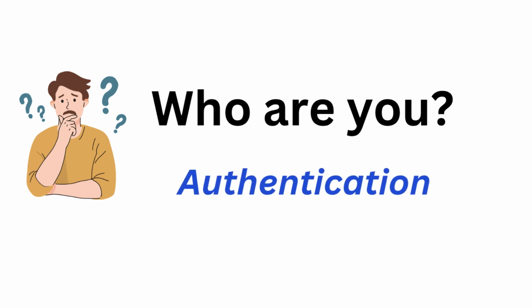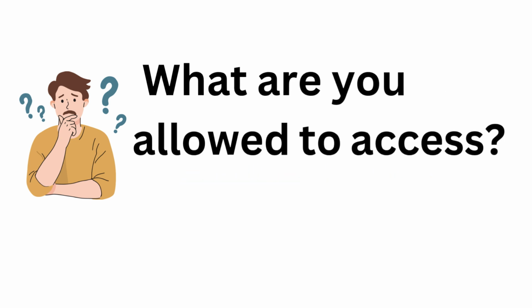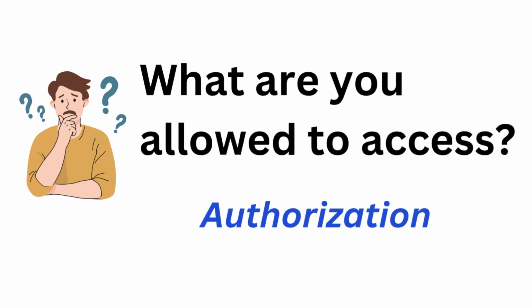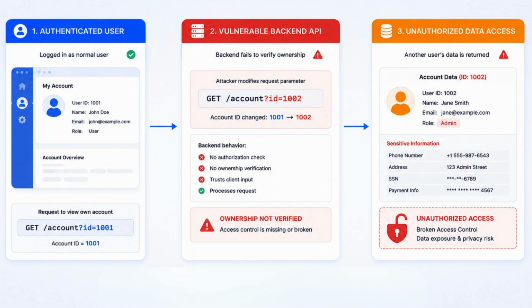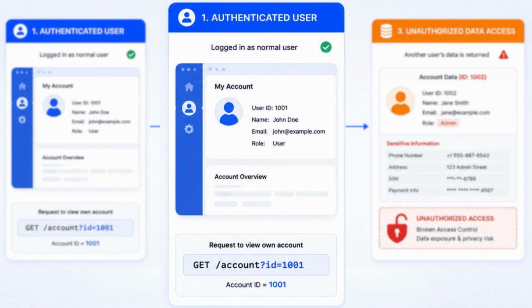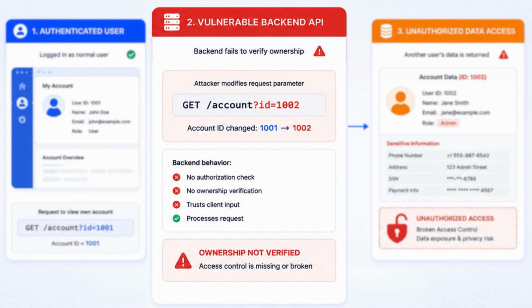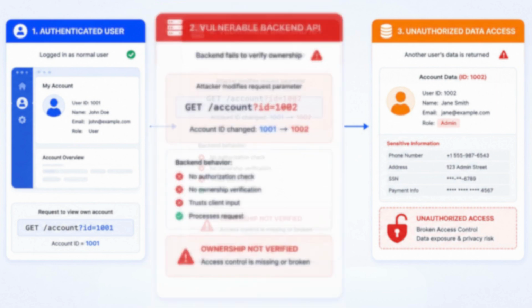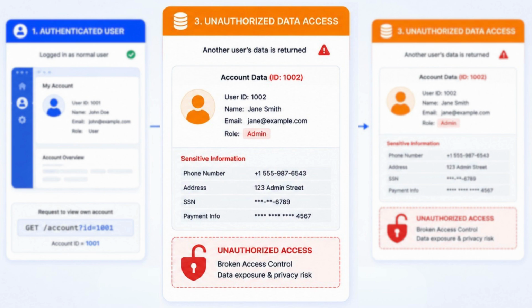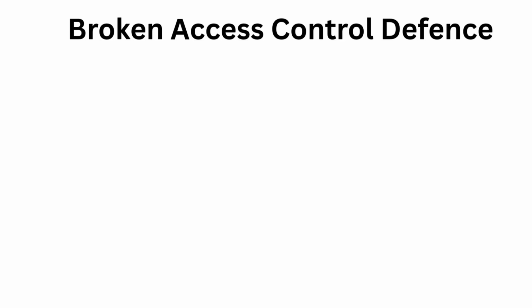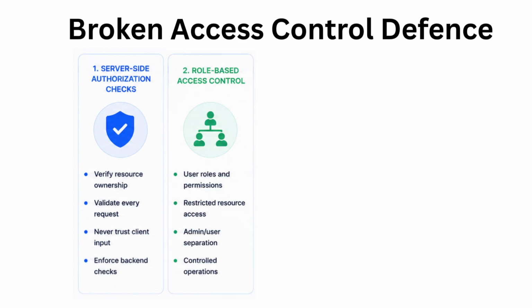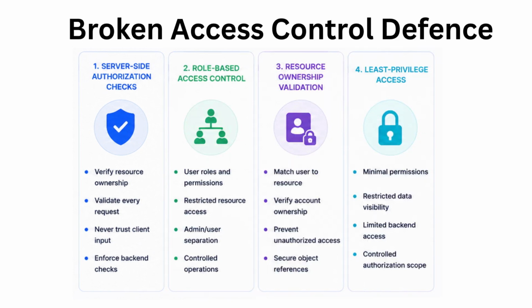Authentication answers the question, who are you? Authorization answers, what are you allowed to access? Issues begin when backend systems fail to properly verify whether a user should have access to a resource or action. For example, a user changes an account ID inside a request. If the server does not properly verify ownership, the user could gain access to another person's data. Systems defend against this using strict server-side authorization checks and role-based access control.